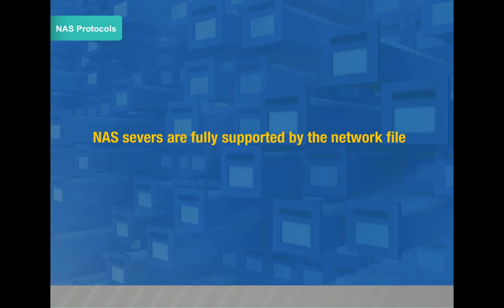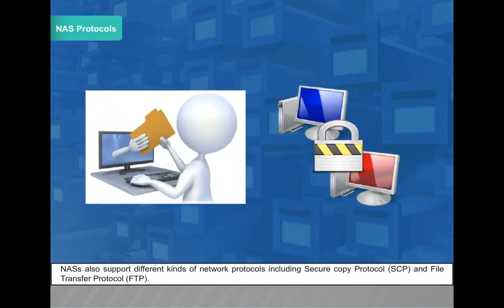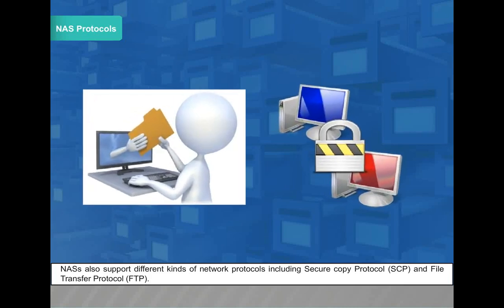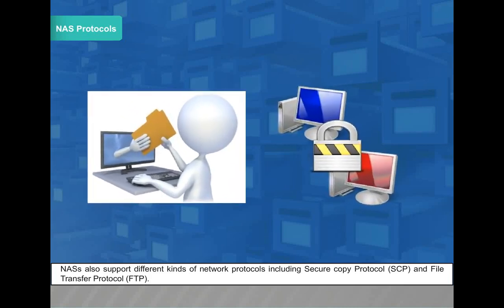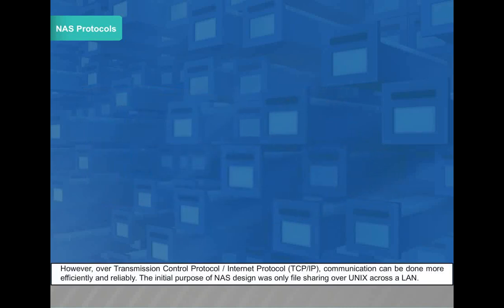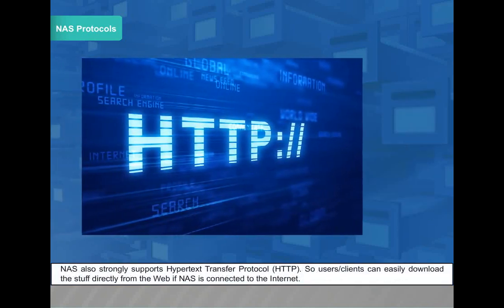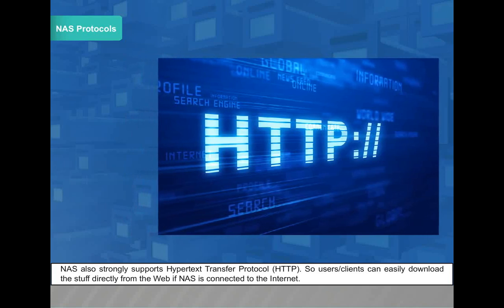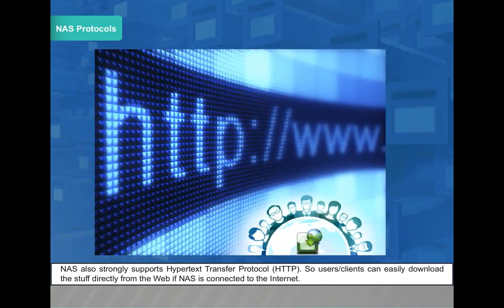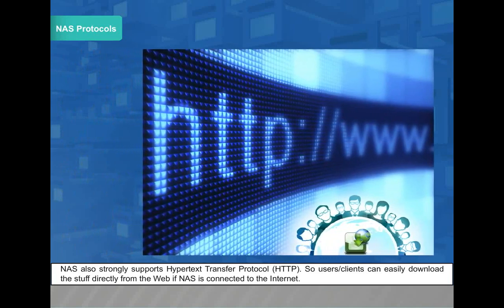NAS servers are fully supported by the Network File System and Common Internet File System. NAS also supports different kinds of network protocols, including Secure Copy Protocol (SCP) and File Transfer Protocol (FTP). However, over Transmission Control Protocol or Internet Protocol, that is TCP/IP, communication can be done more efficiently and reliably. The initial purpose of NAS design was only file sharing over Unix across a LAN. NAS also strongly supports Hypertext Transfer Protocol (HTTP), so users or clients can easily download content directly from the web if NAS is connected to the internet.